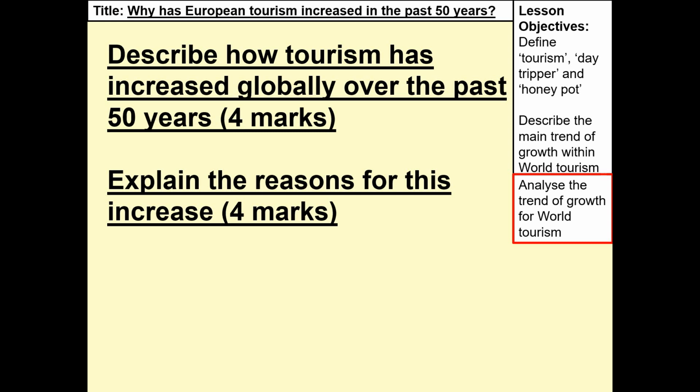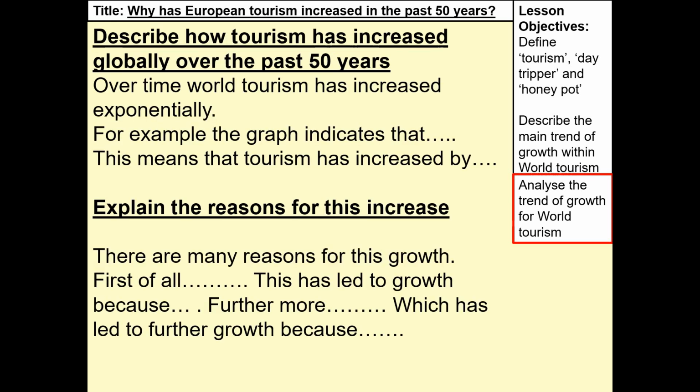If you want a little bit of help and you're struggling with how to get started, I'd like you to have a go first of all, but if you're really struggling, on the next slide we've got a couple of sentence starters or a very simplistic structure that you might use just to get you going. And that looks a little bit like this. So over time, world tourism has increased exponentially. That's where that graph really accelerates in an ever-increasing angle upwards. And then there are many reasons for this growth. First of all, could be this, could be this. Again, use those labels and your graph to help you provide the answers to this.